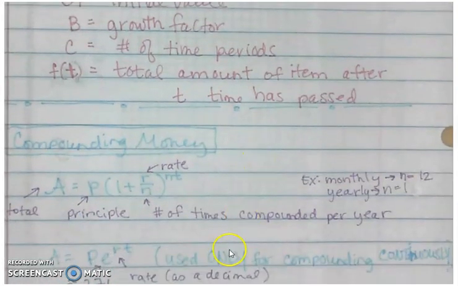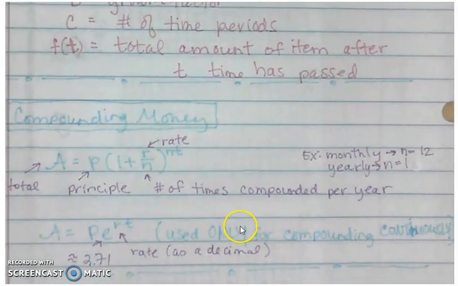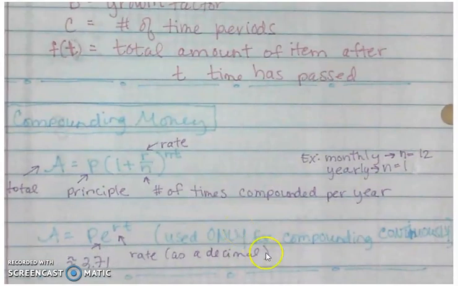All right, so we have a more specific formula when we're compounding money. These two formulas that I'm getting ready to give you right now are only used for compounding money. They cannot be used for other things besides compounding money. And the new formula that we have is A is equal to P parentheses 1 plus R divided by N raised to the NT.